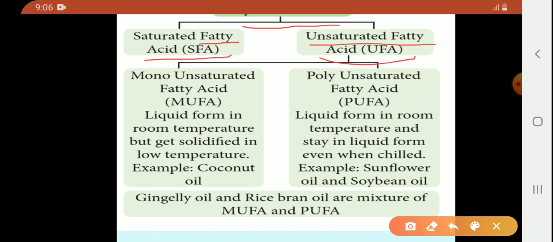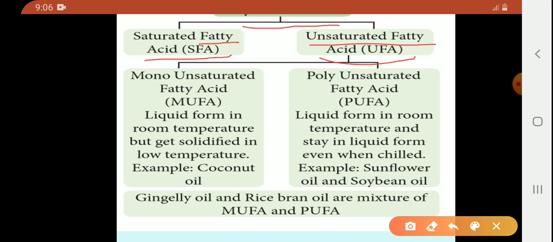What is meant by saturated fatty acid? Fatty acids which possess continuous carbon chain molecules without any interlinked hydrogen bonds. So its breakdown mechanism is very easy. That kind of fatty acids are known as saturated fatty acids. And another type is known as unsaturated fatty acid.